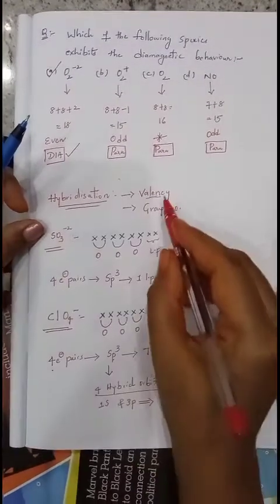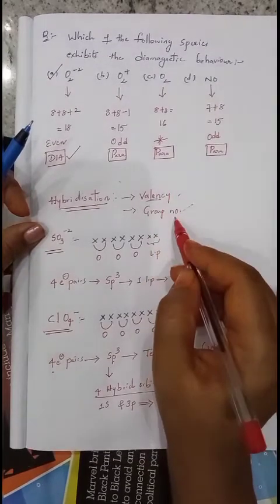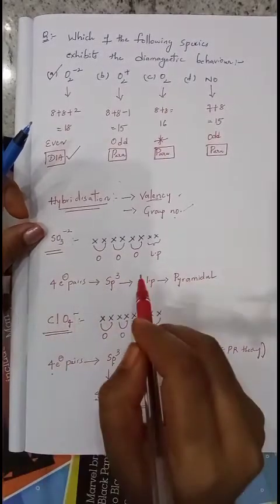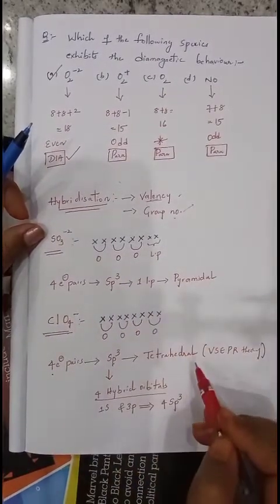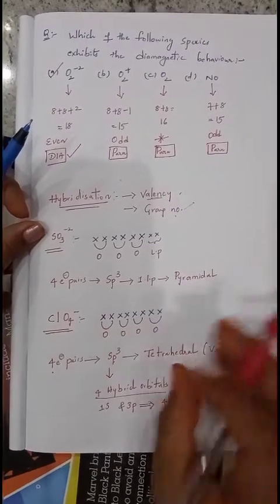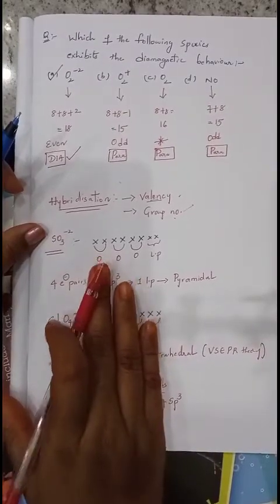If you know the valency and the group number of a particular species, based on these two factors we can easily give its hybridization as well as its geometry. So this is about the tricks which are used to find out about paramagnetic behavior, diamagnetic behavior and hybridization of a molecule.